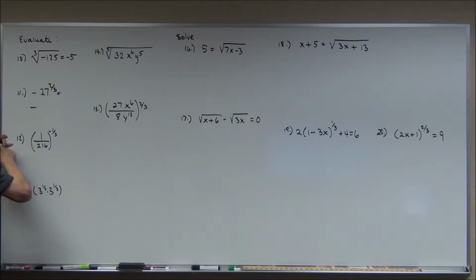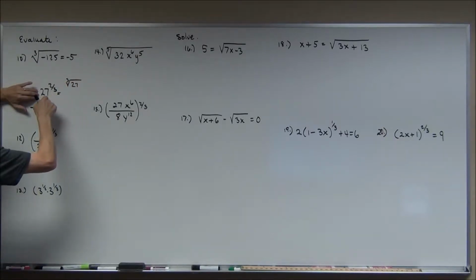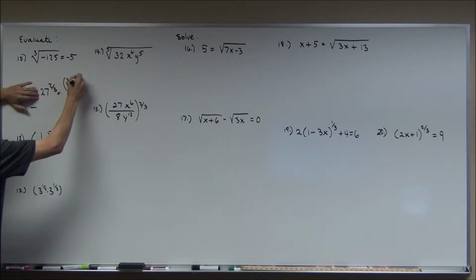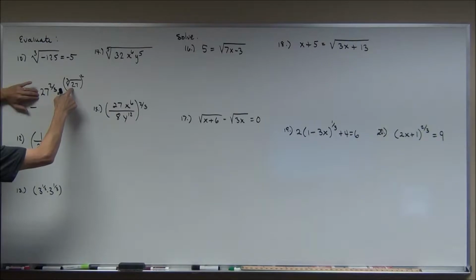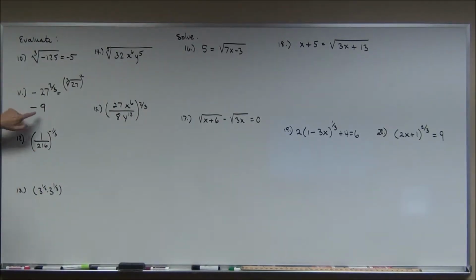Well, this expression here is the cube root of 27, squared. The cube root of 27 is 3, because 3 times 3 times 3 is 27. So 3 squared is 9. My answer is negative 9. Negative 9 because that's a negative right there.